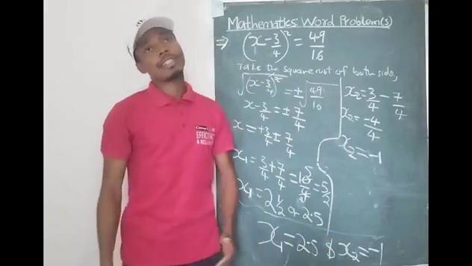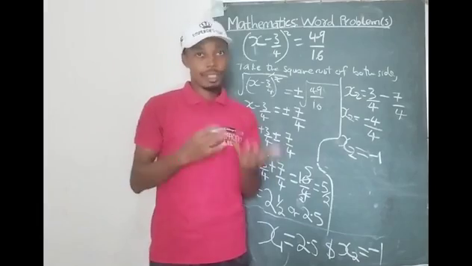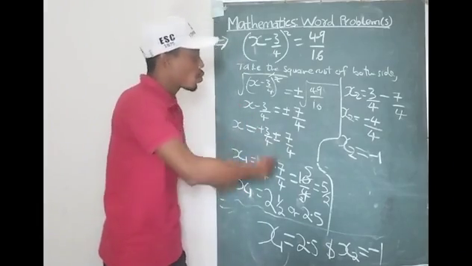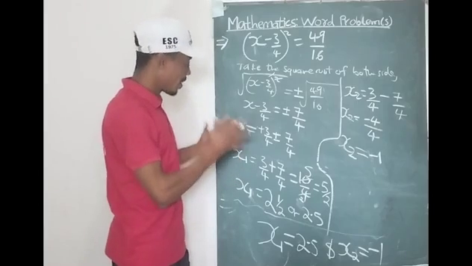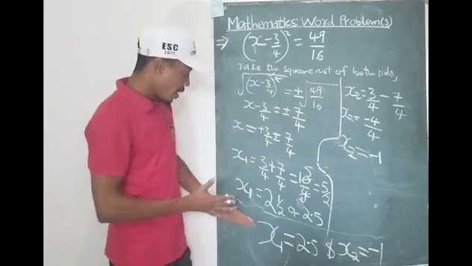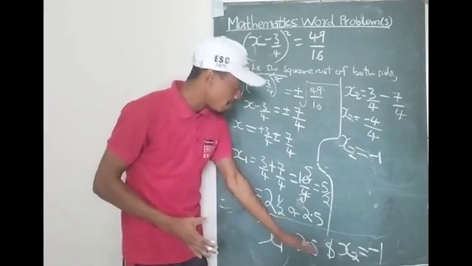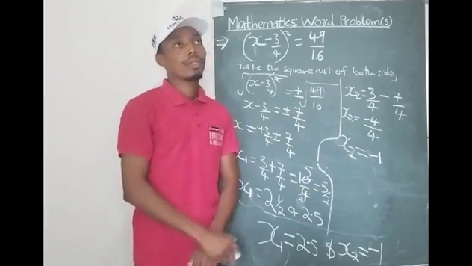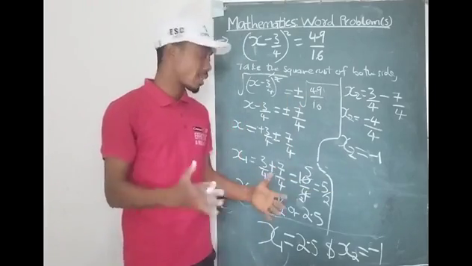You can present your answers this other way, that the root of this equation using the method of completing the square is either 2.5 or minus 1. So there are two roots. A quadratic equation has two roots.